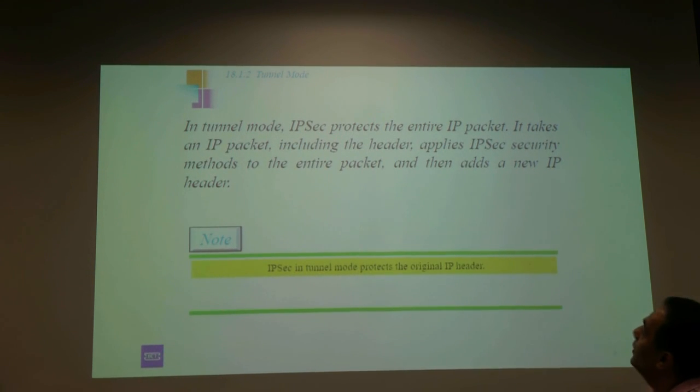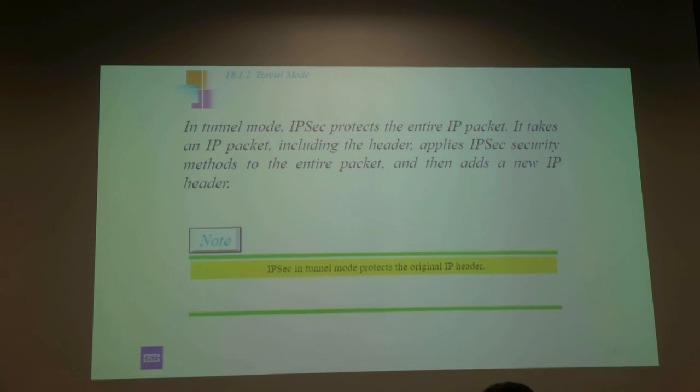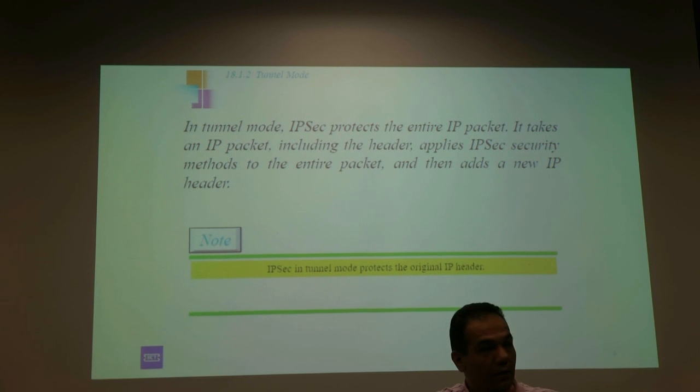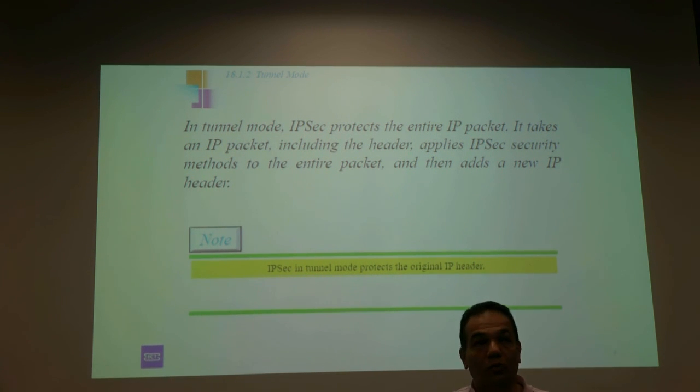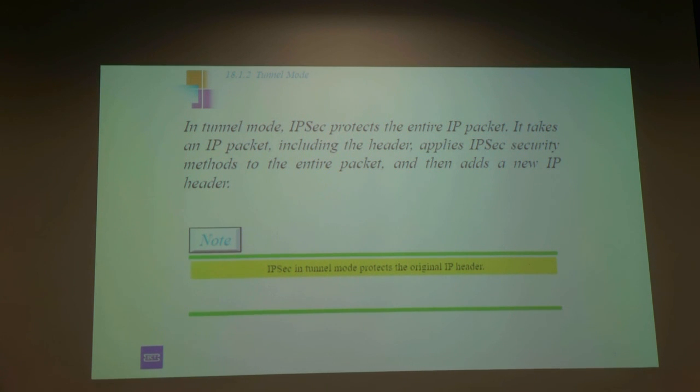Then the second mode is the tunnel mode. In the tunnel mode, IPsec protects the entire IP packet. Entire means what? The information and the header. So you're putting everything inside a tunnel. It takes an IP packet, including the header, applies IPsec security methods to the entire packet, and then adds a new IP header.